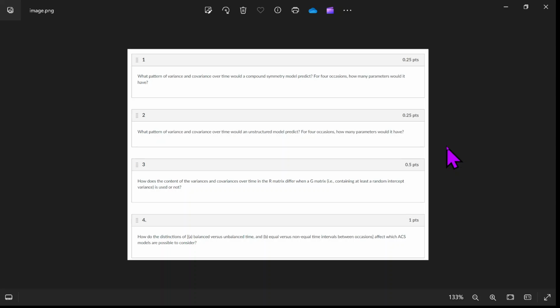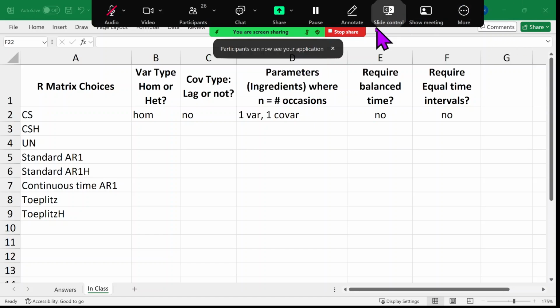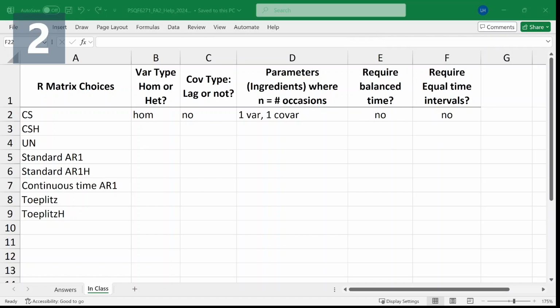Okay, let's move to question 4 because this was hard. This was hard when I took the course 2 years ago, and I'm pretty sure it's still hard. The question says: how do the distinctions of balanced versus unbalanced time and equal versus non-equal time intervals between occasions affect which ACS, alternative variance structure, models are possible to consider? So, based on your answers and after considering some things about this question, Lisa prepared a specific spreadsheet that she can share, so we can discuss some things related to these concepts that can help you understand some differences and common points. Go on, Lisa.